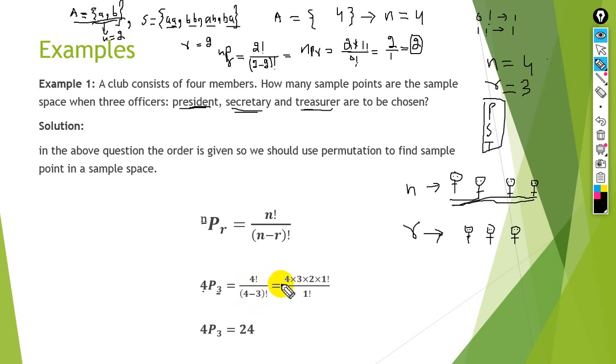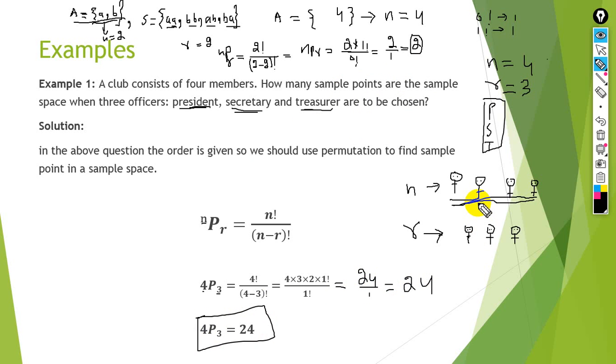So 4 multiplied by 3 multiplied by 2 multiplied by 1 factorial. Now when we multiply this, 4 multiplied by 3 multiplied by 2 multiplied by 1 is equal to 24, divided by 1 factorial, which we said is 1. So now the answer will be equal to 24. So we can say that we will have 24 possible arrangements for selecting the 3 persons from the 4 persons.